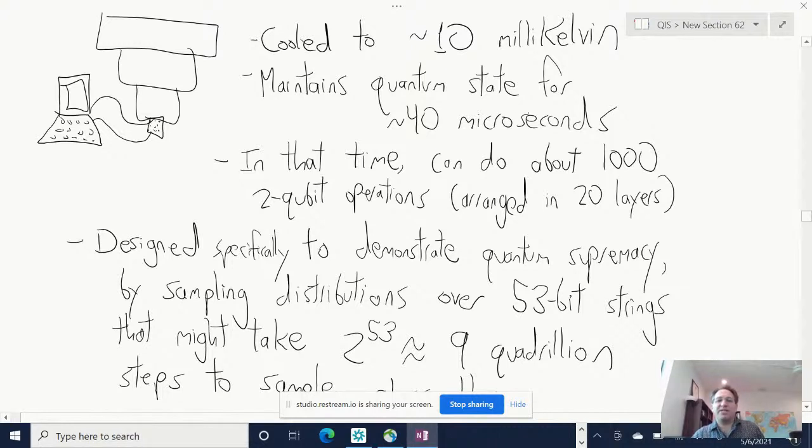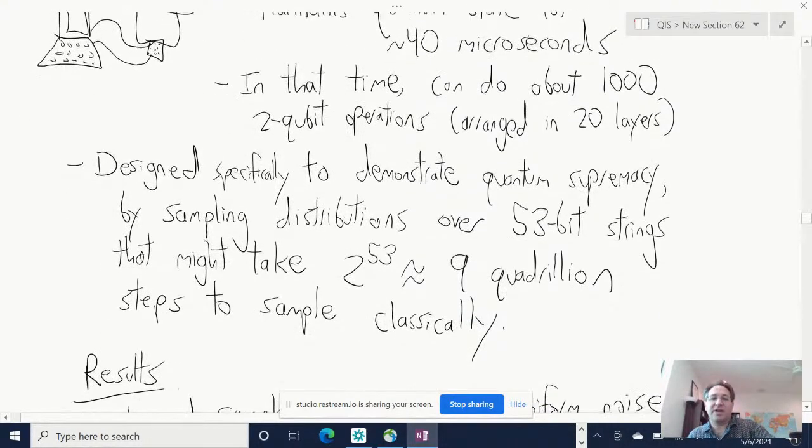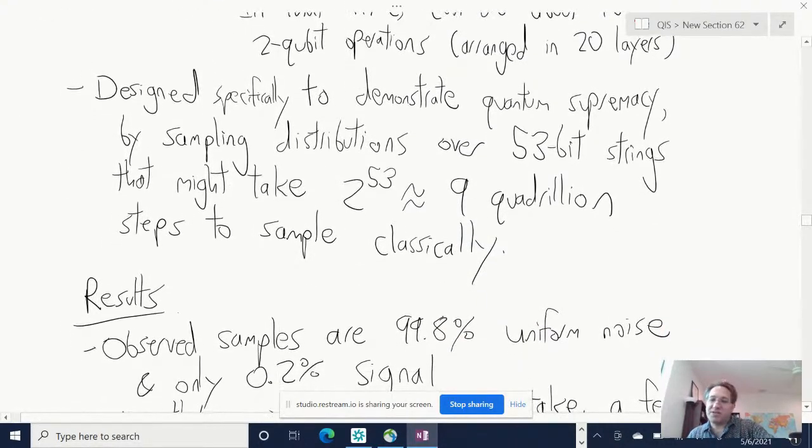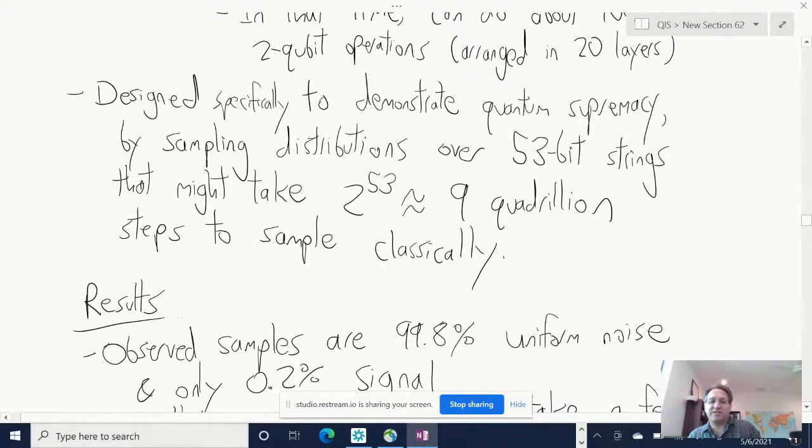But if you wanted to sample from that same distribution with a classical computer, then the best known algorithms might need a number of steps that's like 2^53, which is about 9 quadrillion. Okay, so that is the separation that they're going for. So they actually built all of this.